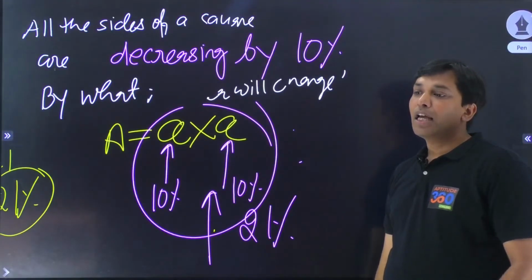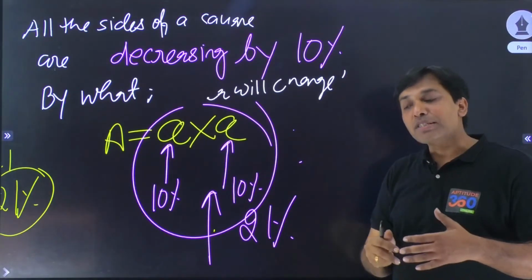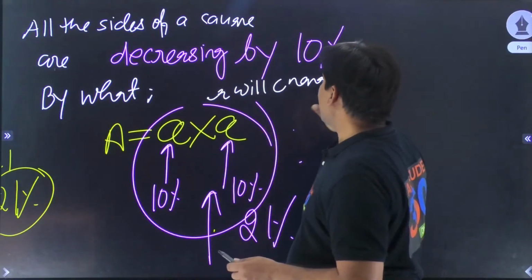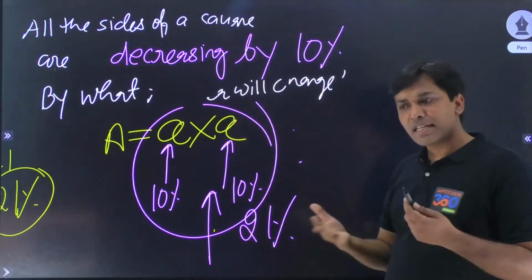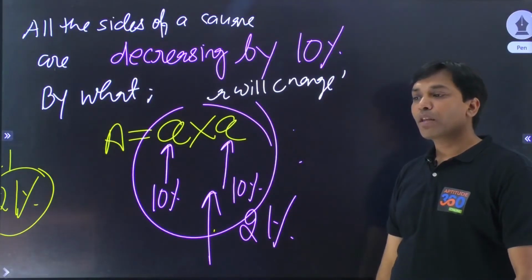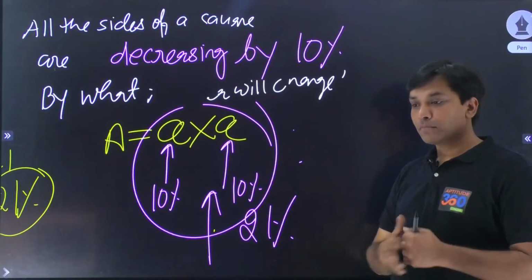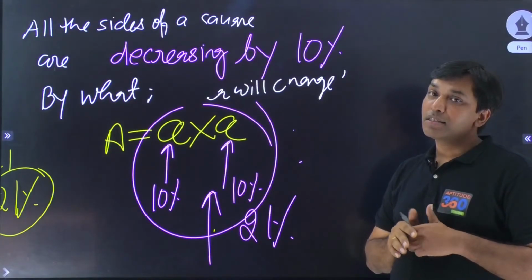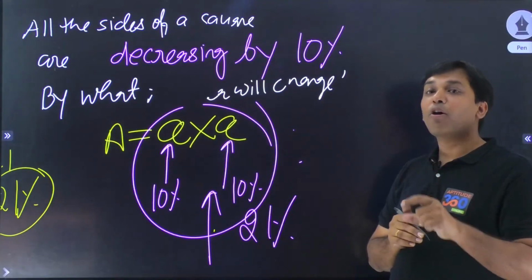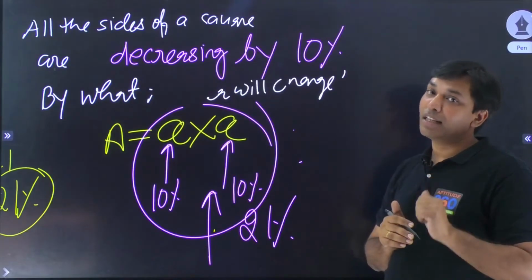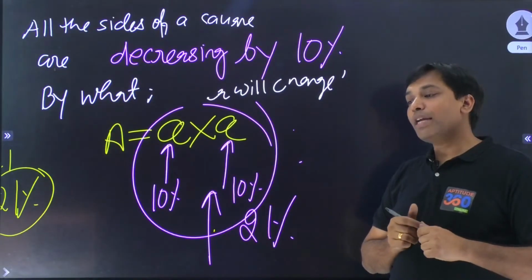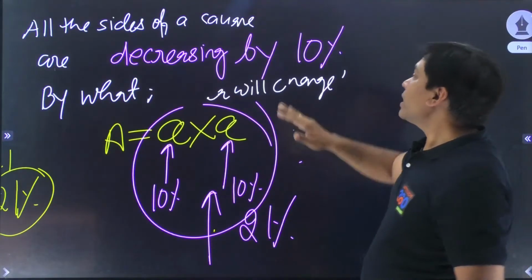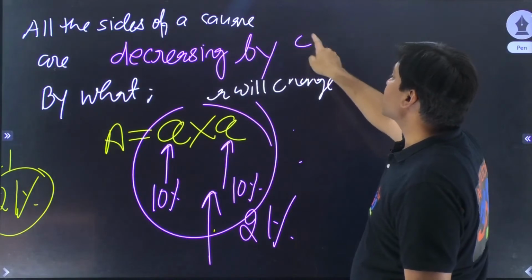Quickly, if all the sides are decreasing by 10%, by what percent is the area going to change? Area is going to decrease, by the way. If sides are decreasing, area is going to decrease. Taking the sides as 10 and 10, the area is 100. Sides are decreasing by 10%, so all the sides will become 9. 9 into 9, 81. Now the answer is going to be, the area is going to decrease by 19%, isn't it?